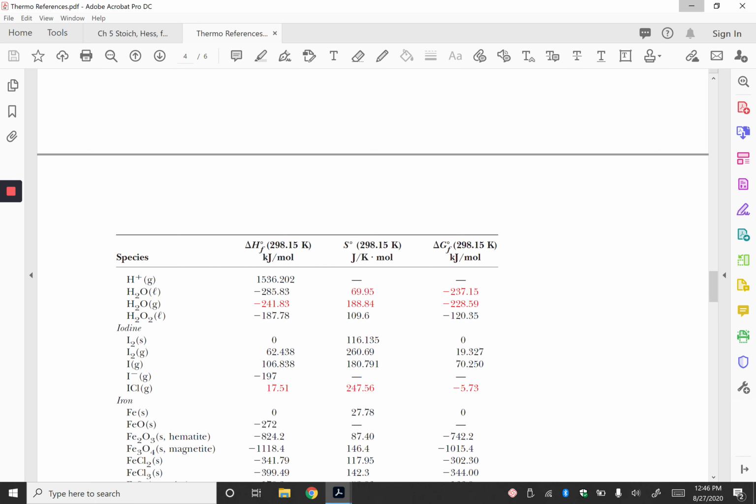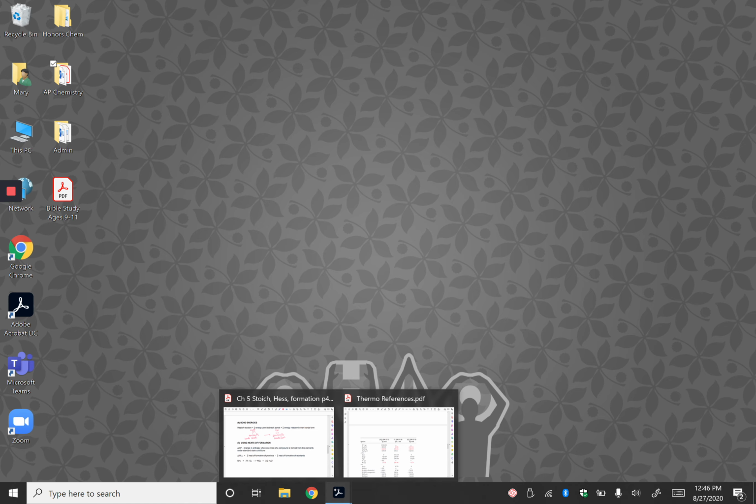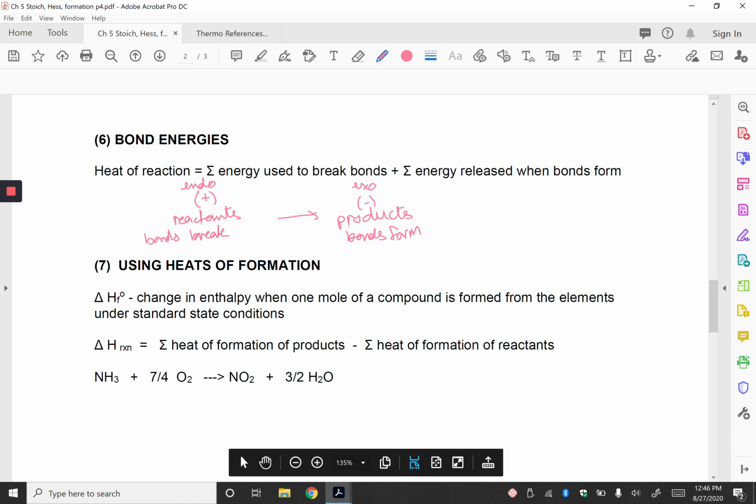So how are we going to use this table? Let's go back here. So what you do is, if you want delta H for a reaction, you do the sum of the heats of formation of the products minus the sum of the heats of formation of the reactants. Final minus initial, products minus reactants. So let's try an example.